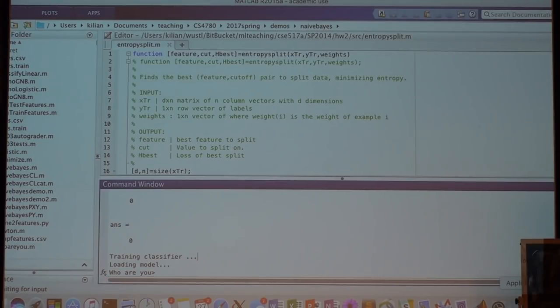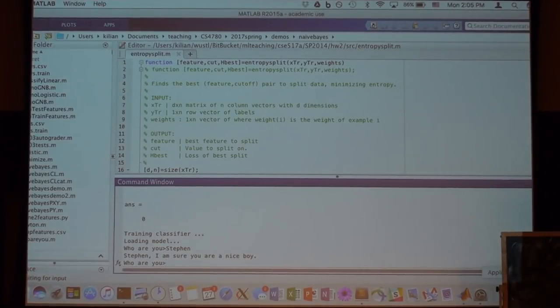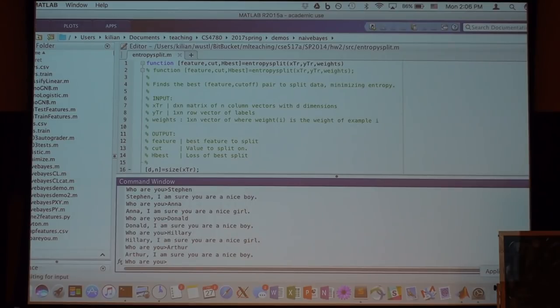This is better. All right, so who are you? Let's type in Stephen, right? Stephen, I'm sure you're a nice boy. Okay, so it's got it right. Then we can try Anna. Anna, I'm sure you're a nice girl. Donald. Donald, I'm sure you're a nice boy. Hillary, how about Hillary? It's a nice girl. Okay, got that right. Arthur, I know you just revealed your name, so you're a nice boy. Good.